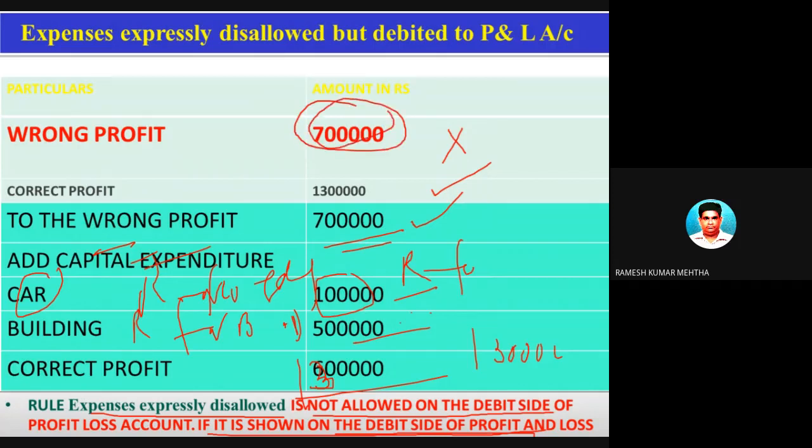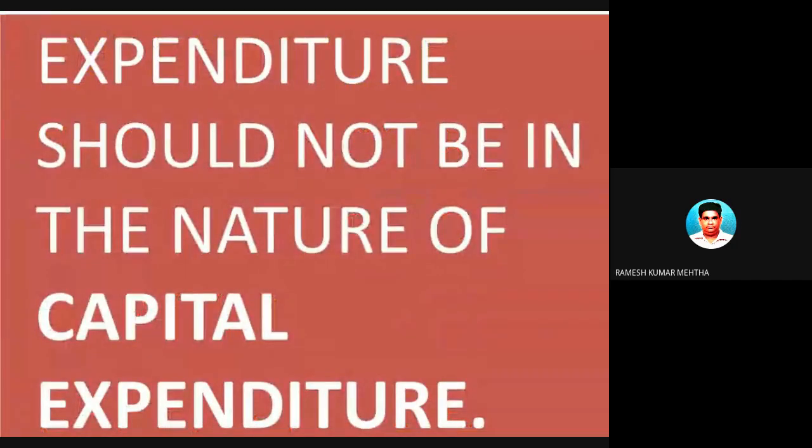To this old profit, add 1 lakh and 5 lakhs to arrive at the correct profit. So hope you have understood this particular example. Expenses which are expressly disallowed under the rules of accounting should not be allowed if they are shown on the debit side of profit and loss account. Then just remember to add back these expenditures to the old profit to arrive at the original profit.